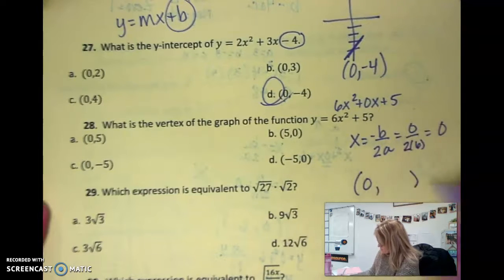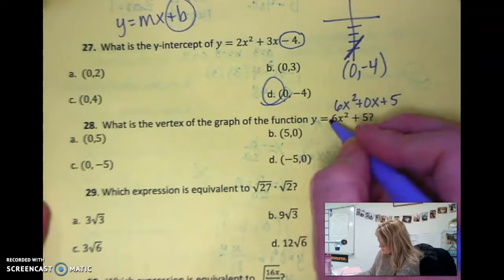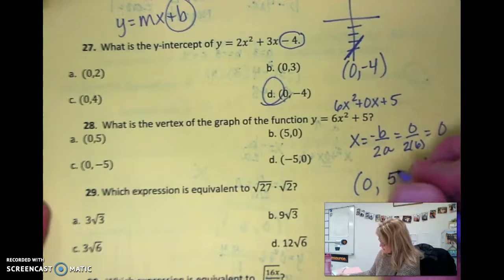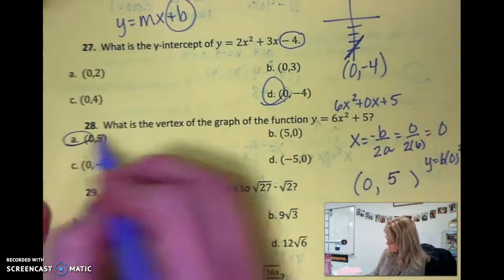So if x is 0, how do I find y? I plug it back into this equation. y equals 6 times 0 squared plus 5. 0 squared is 0, times 6 is 0, plus 5 is 5. So the vertex is (0, 5).